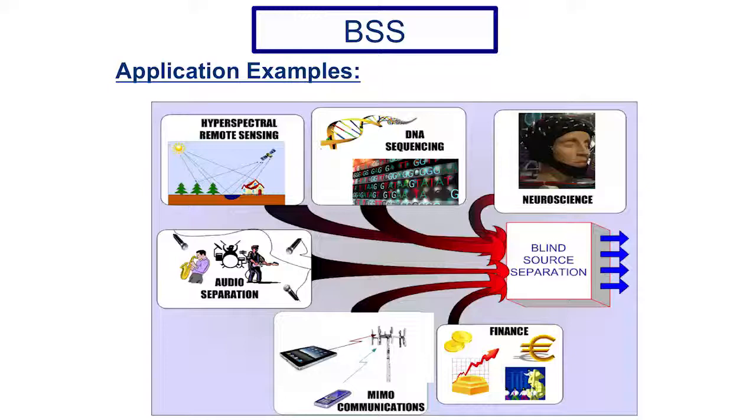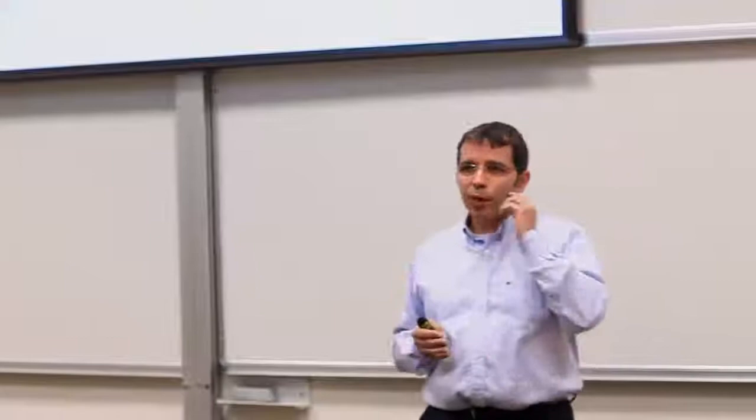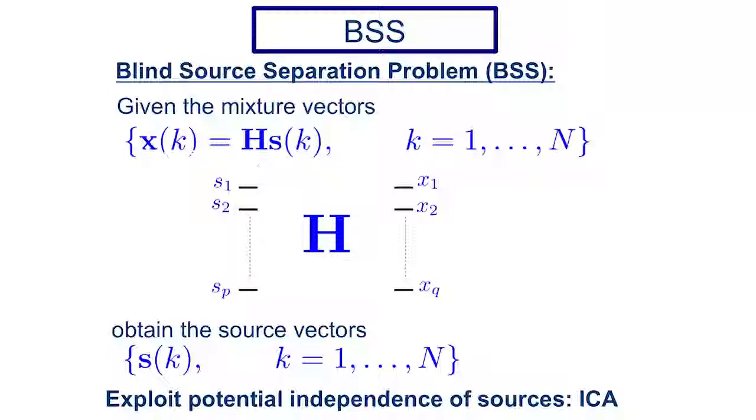So that's the application. We can extend this, for example, to hyperspectral remote sensing. There are applications in DNA sequencing. People also talk about applications in finance to find hidden factors and so on. Therefore, this blind source separation problem, where you receive mixtures and try to identify sources, is a very basic problem, as basic as linear systems of equations. As I said, the main problem is we don't know the mixing system H. So we exploit some side information to resolve this hard problem of not knowing H.